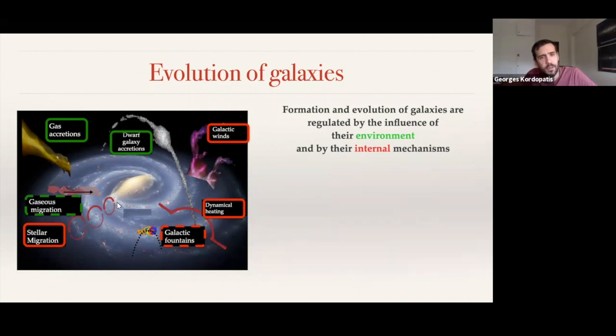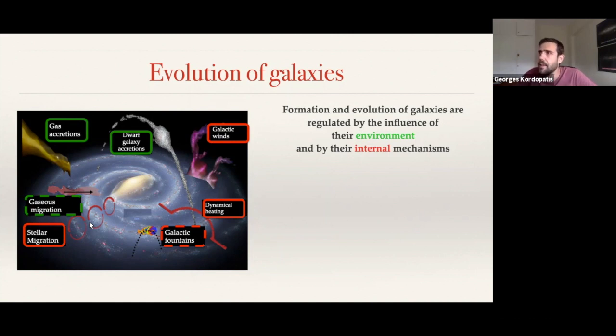I have been working quite a lot during my career, which is called the stellar migration, where in this case you have stars that come into an orbital resonance with the spiral arms and the central bar, and they can move either inwards or outwards without changing their angular momentum. And this shuffles completely the metallicity gradients in these galaxies.